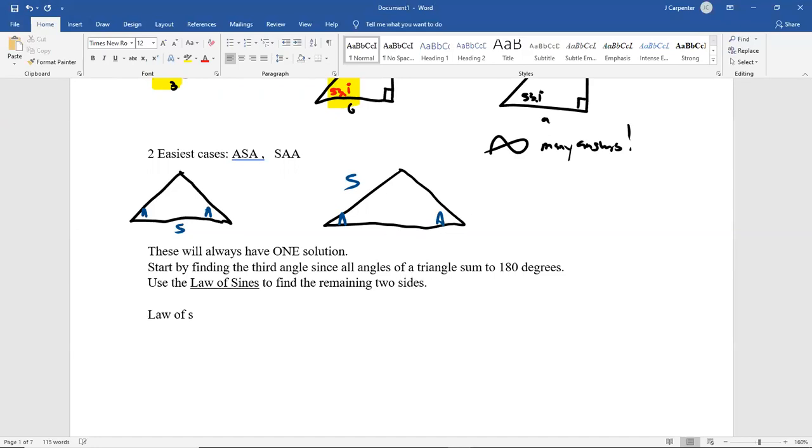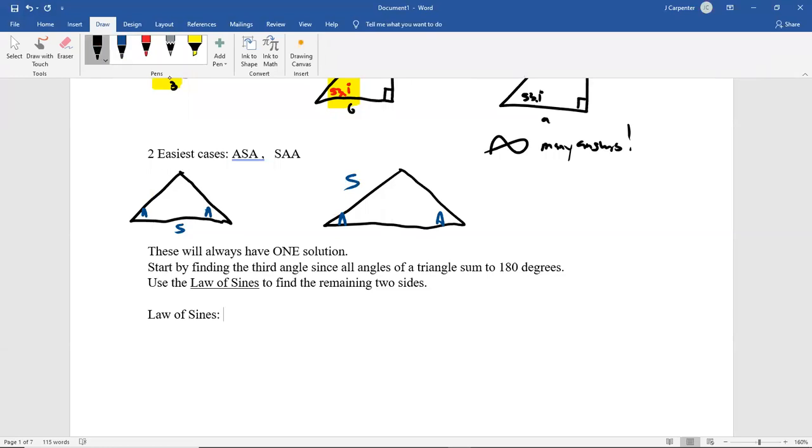The law of sines is as follows. And this is for any triangle in general, but we really only want to use this for oblique triangles. If we're dealing with right triangles, don't do this. You are making this much worse than it has to be if your triangle is right, if it has a 90-degree angle somewhere.